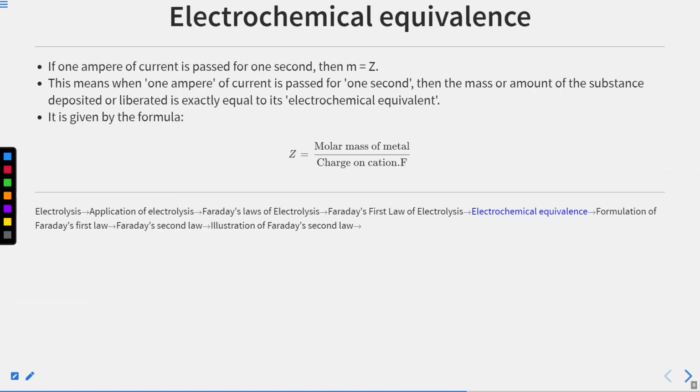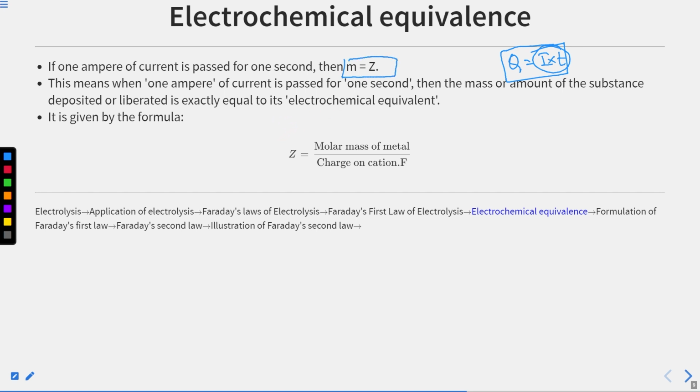Now, if we define Z, we know the formula m equals Z into I t, where I is current and t is time. One more important formula is Q equals I into t, where Q is the charge, I is the current, and t is the time. So we know the formula I equals Q by t, and that has to be known. Now suppose we apply 1 ampere of current and it is passed for 1 second. The product will be 1, which gives m equals Z.